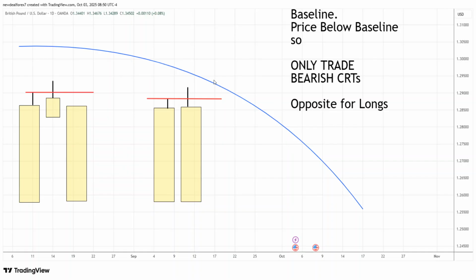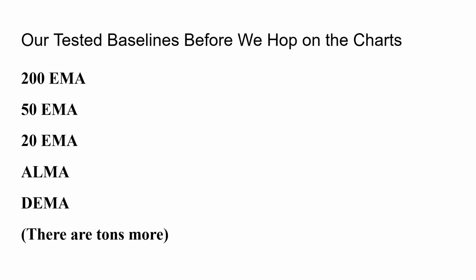I hope that makes sense to you. If not, rewind it, slow it down, ask questions, but this is all we're looking for. We're going to test about 4 baselines in this video: the 200 EMA, the 50 EMA, the 20 EMA, the ALMA, and the DEMA. Those are some basic EMAs, and then also some other ones. There are tons of baselines out there. You don't have to use these. Experiment with them. It's up to you.